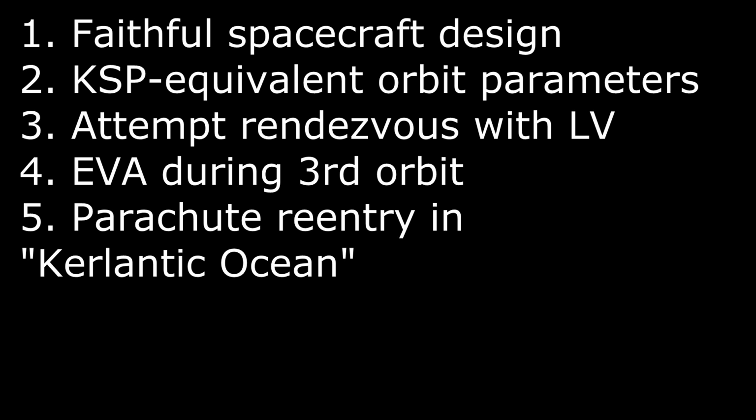Number two is again that the orbit has to be similar. In the case of Gemini 4, the capsule had an initial orbit that was 161 kilometers by 283 kilometers. So this gets translated into a goal KSP orbit of 113 kilometers by 198 kilometers.